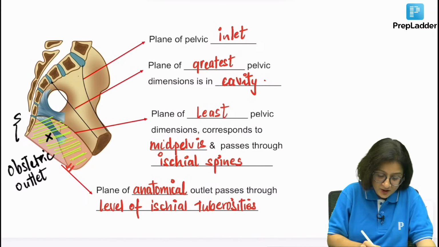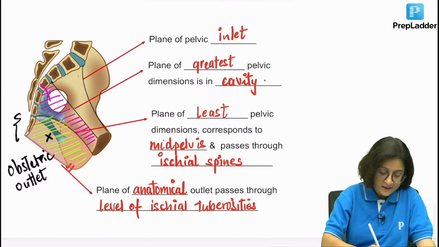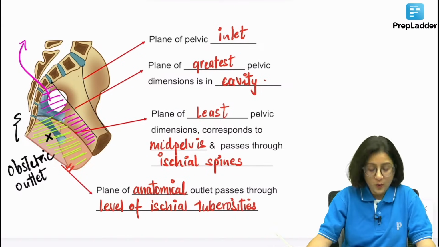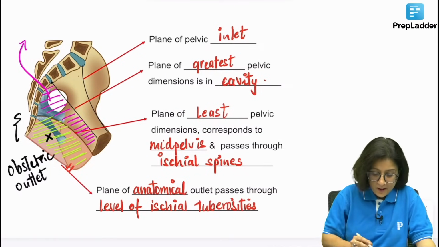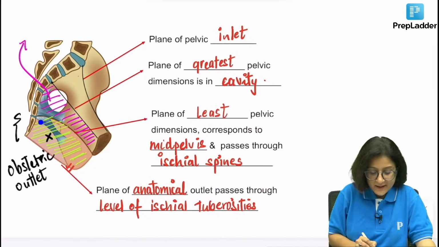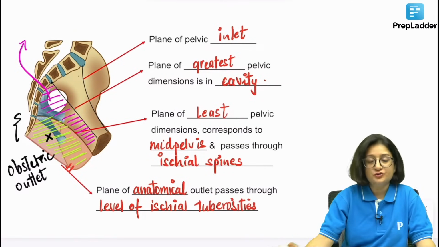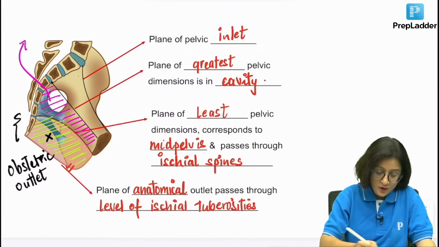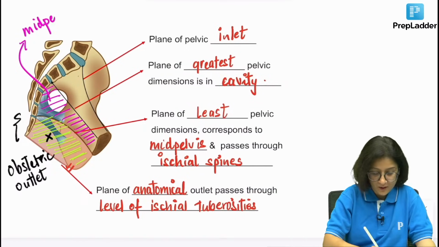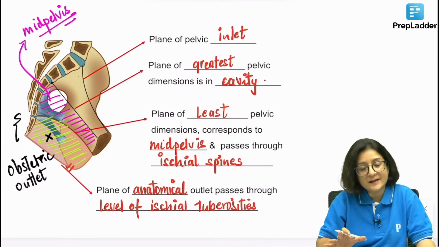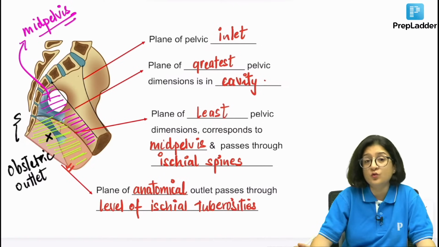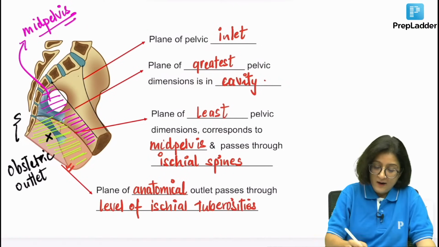And this other shaded region here, can you see? I am shading it in pink. This shaded region, which extends from the plane of least pelvic dimensions below to the plane of greatest pelvic dimensions above, corresponds to the region of the mid pelvis. Okay, so these are certain important pointers regarding this diagram on which they tend to ask you questions. All right, now moving on.